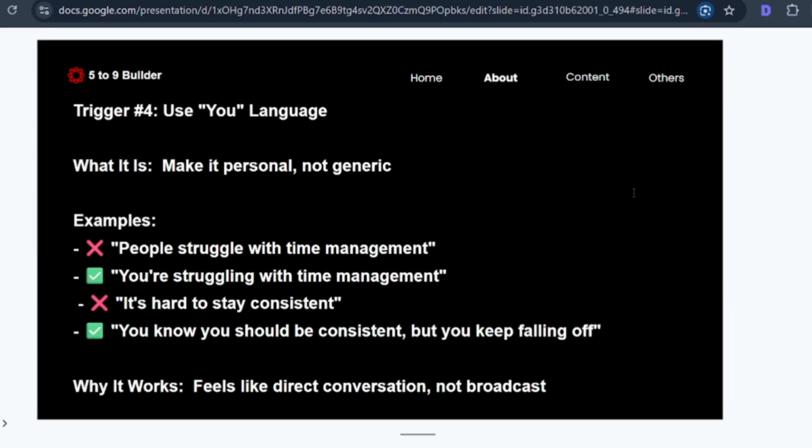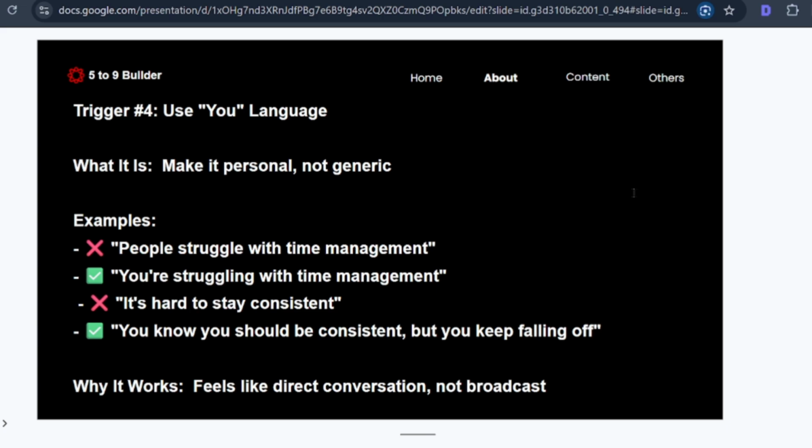Okay. All right. Now, trigger number 4: use "you" language. Just like we have dealt with at the top there. Always concentrate on the reader by using the word "you". That is what makes the person feel like you are talking to them personally. So instead of "people struggle with time management," which is not good, you can say "you are struggling with time management."